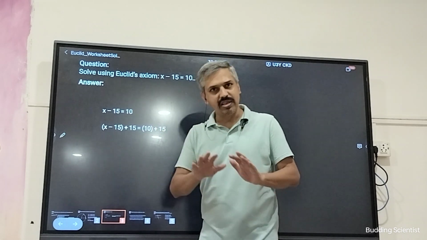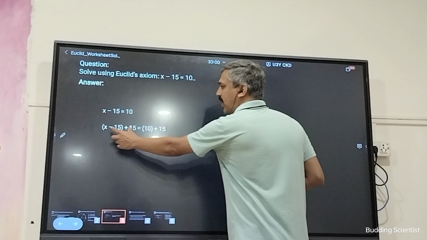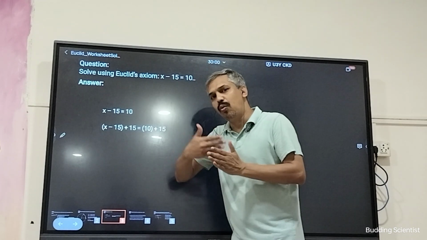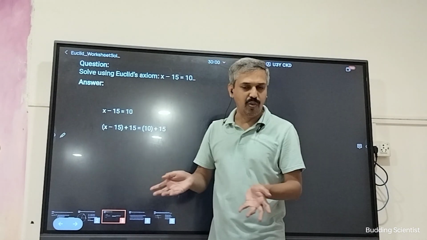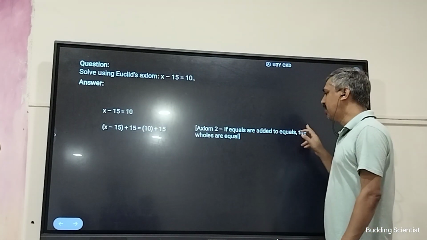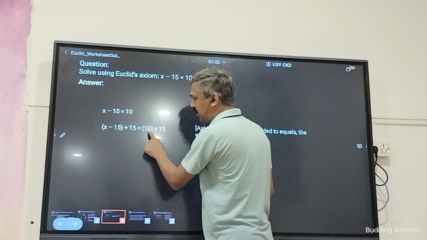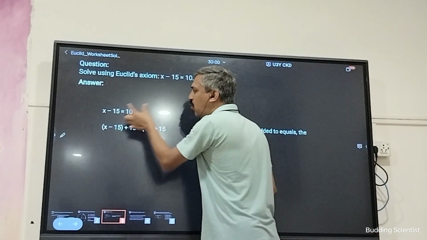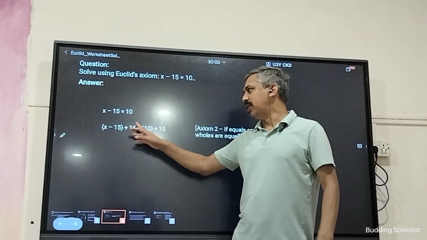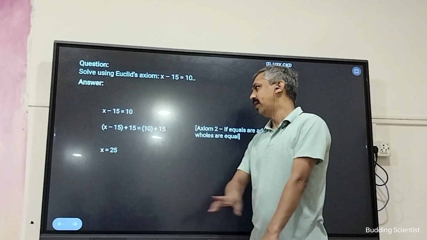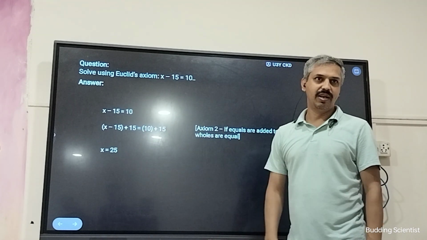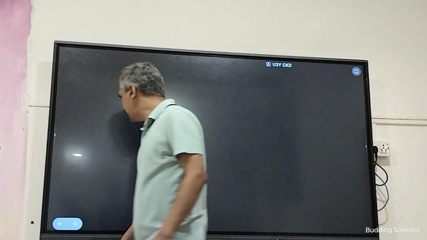This is coming from the same kind of axiom, where equals are added to equals. When equals are added to equals, the wholes are equal. That is the axiom that we are referring to. Axiom 2: if equals are added to equals, the wholes are equal. Because this is equal to this, and 15 and 15 are both equals added to them. So equals are added to equals, then the wholes are equal. Minus 15 plus 15 goes. x is equal to 10 plus 15, which is 25. So you can solve this kind of equation using Euclidean geometry. Next problem.